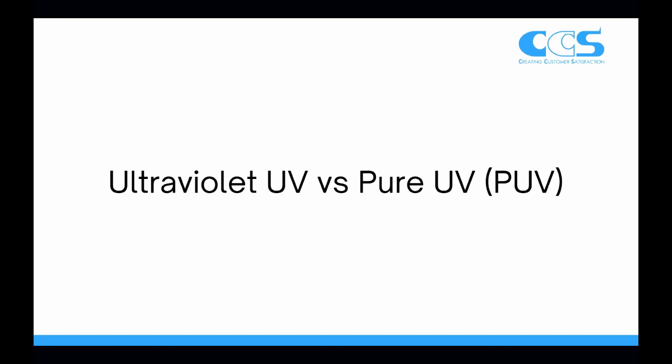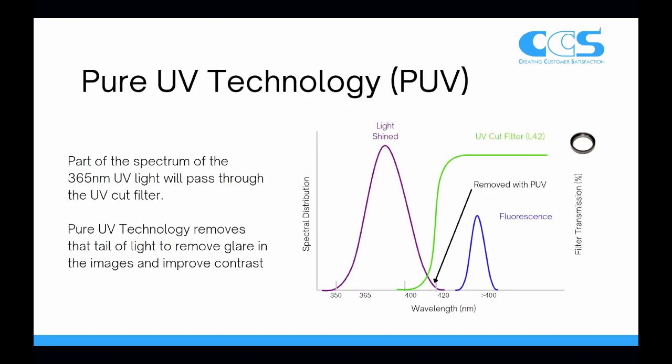So ultraviolet UV versus pure UV, and what is pure UV technology? Pure UV technology, which we abbreviate as PUV, is a special technology that FE-Lux lights have, where part of the spectrum of the 365 light will pass through the UV cut filter. And what happens is the pure UV technology can remove the tail of what can get through that filter, because there's a slight overlap. And so we get a higher resolution, high contrast image.